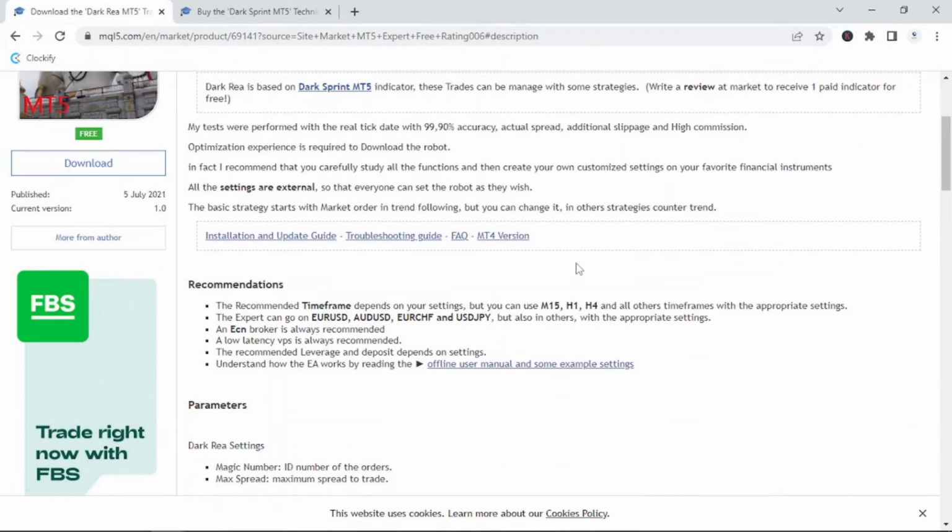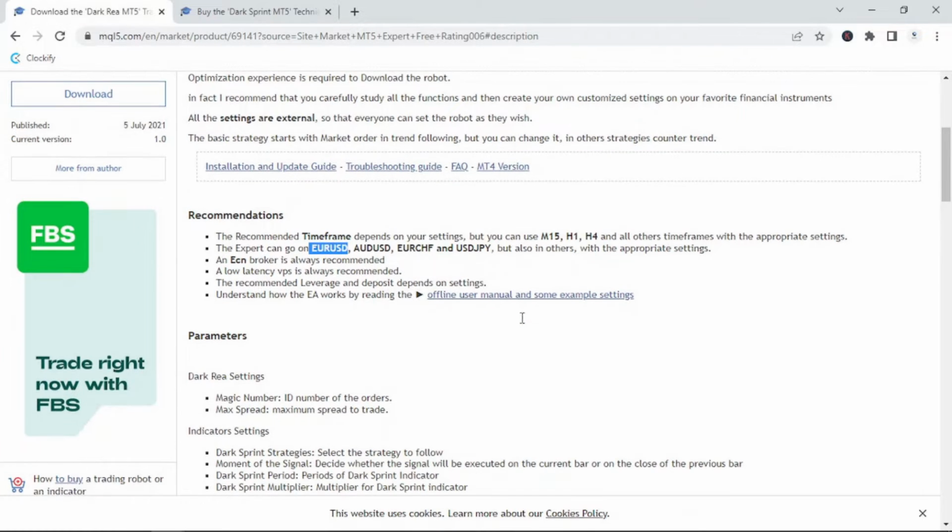The recommended time frame for the intraday strategy is the 15-minute, hourly, and 4-hour time frame. Dark Rea can trade on multiple different securities with the right adjustments made to the settings. I will be testing the EURUSD on the hourly time frame, creating two different strategies for Dark Rea. For the best trading results, it's recommended to use an ECN broker and a VPS for optimal performance. The recommended leverage and deposits depend on your settings, so adjust it accordingly in the strategy tester.